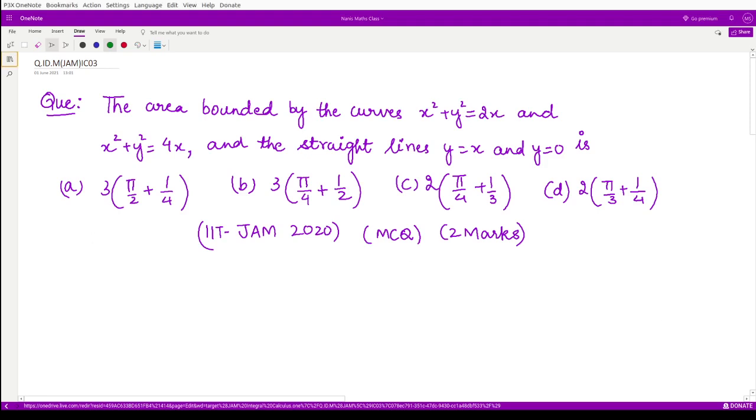So our next question here is about integration again, and it says that the area bounded by the curves x square plus y square is equal to 2x and x square plus y square is equal to 4x, and the straight lines y is equal to x and y is equal to 0 is given by which among these four. So here this is a multiple choice question, right? So that means one answer here would be correct. So let us have a look at its solution.